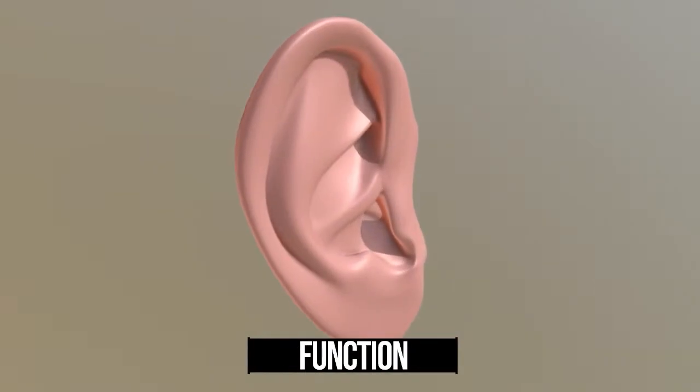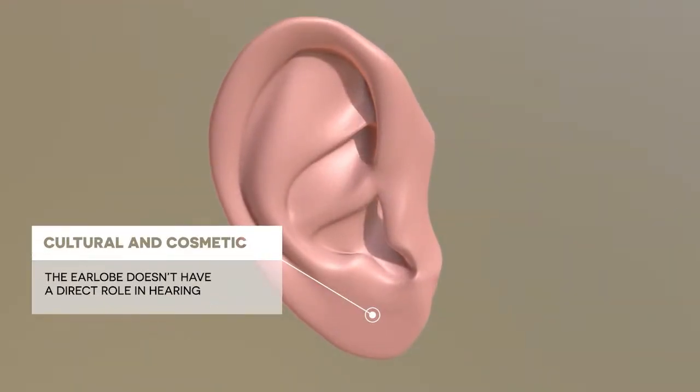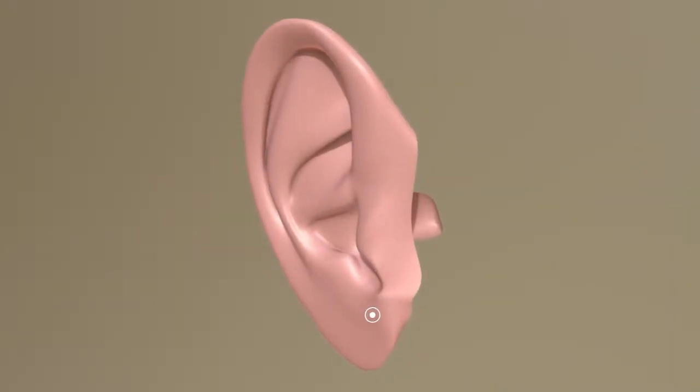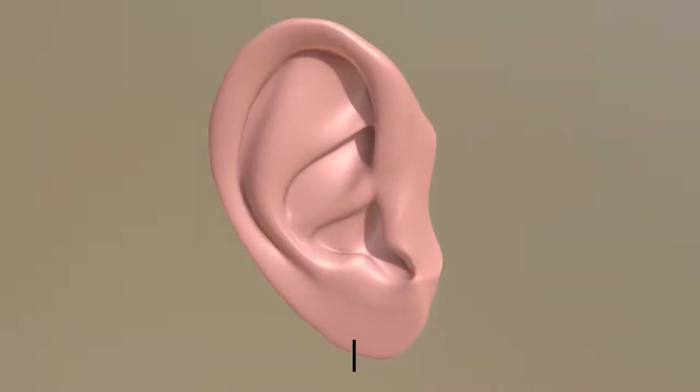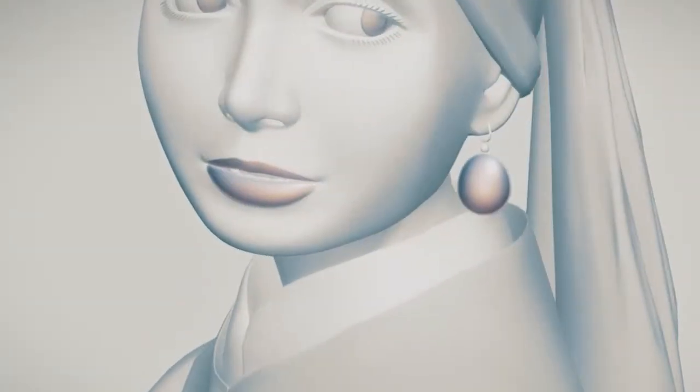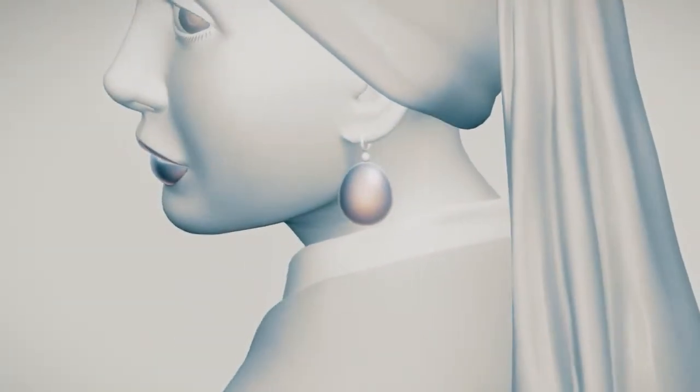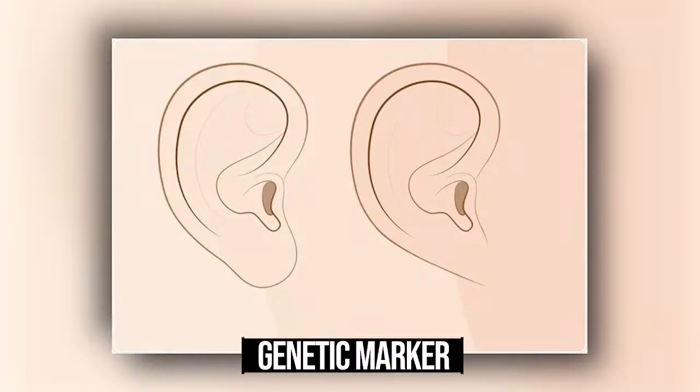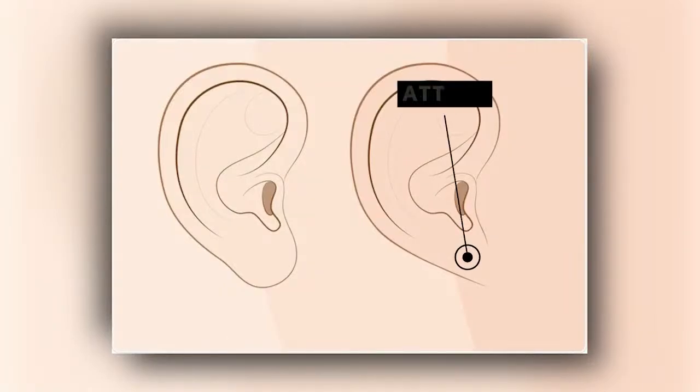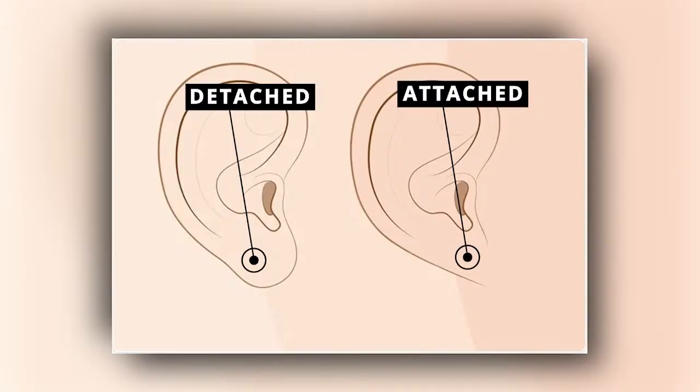Function. Cultural and cosmetic. The earlobe doesn't have a direct role in hearing. Its significance is more cultural and cosmetic, often being a site for jewelry, earrings, and body modification. Genetic marker. The characteristic of having attached or detached earlobes is a commonly cited example of a simple genetic trait.